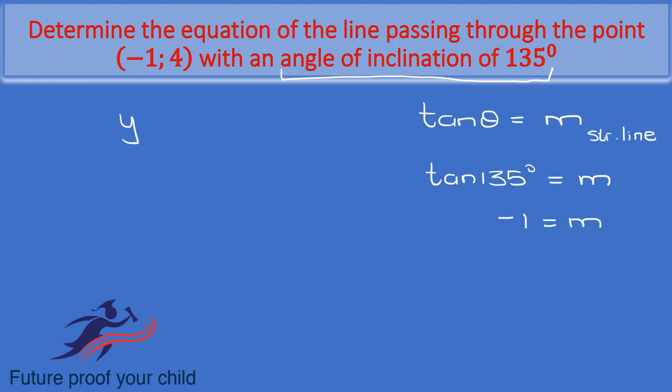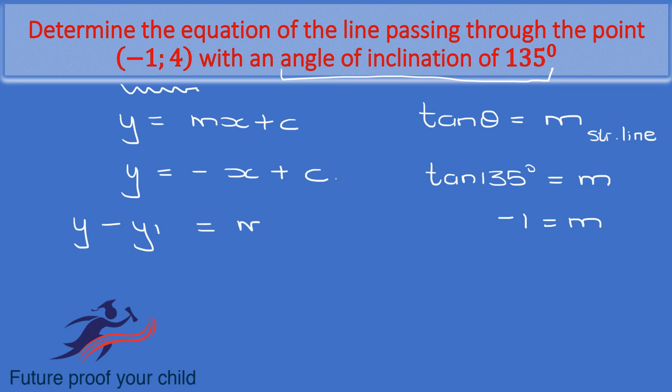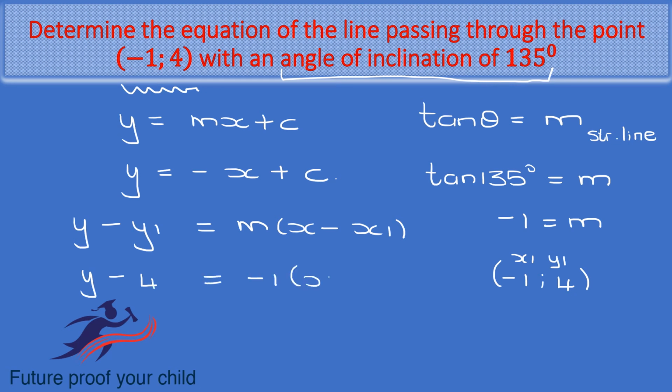So therefore, y equals mx plus c. So y equals negative x plus c. Then I've got a point that you can substitute, and I'm going to use this formula so that you can just see how it's used. Y minus y1 equals m times x minus x1. And I'm going to use this negative 1 and 4 as my x1, y1. So I'm going to say y minus 4. I know that my gradient is negative 1. And then x minus minus 1 becomes a positive 1.